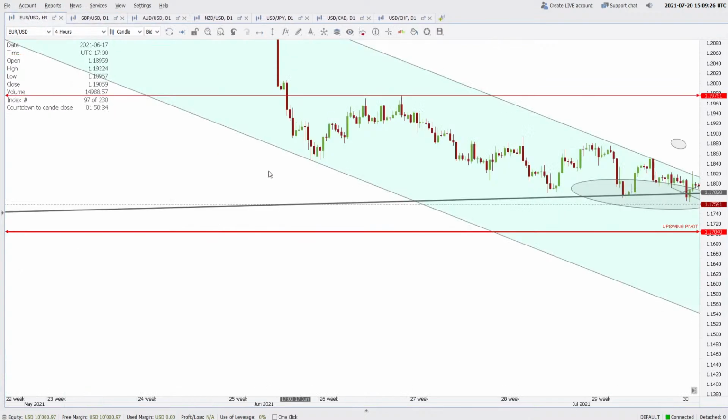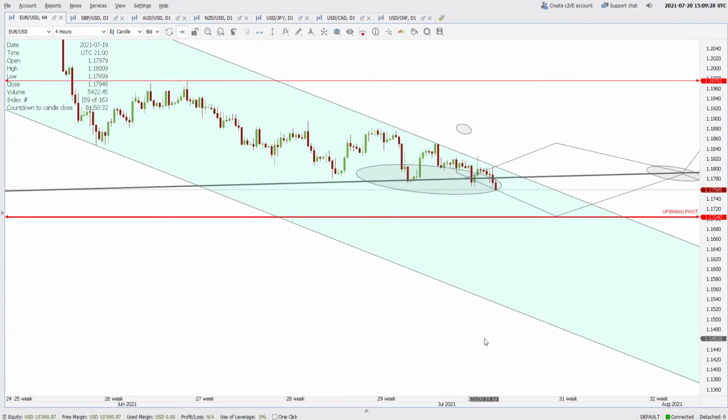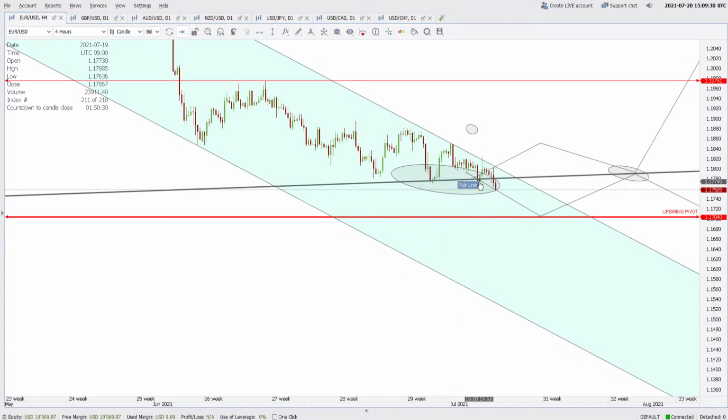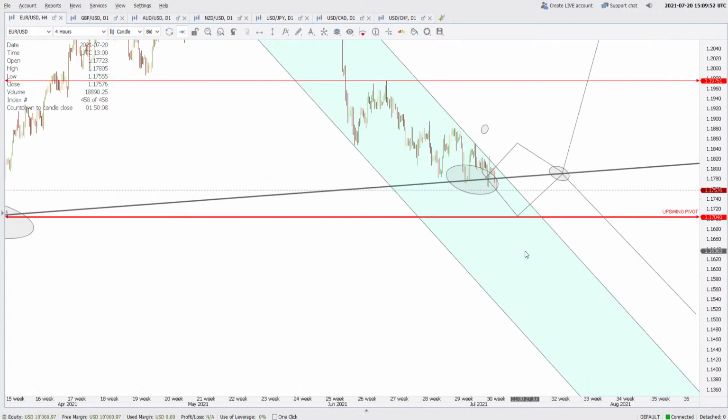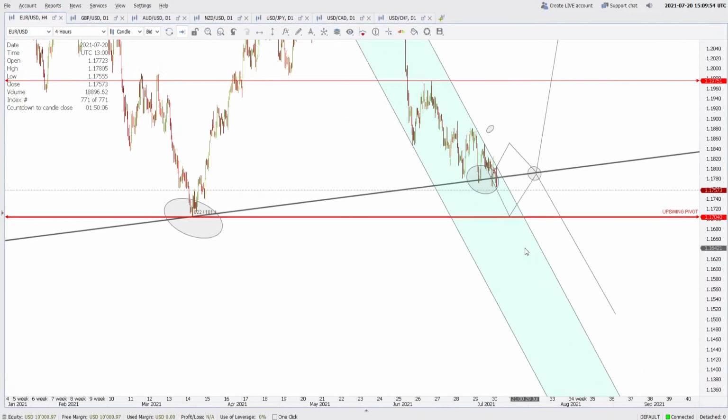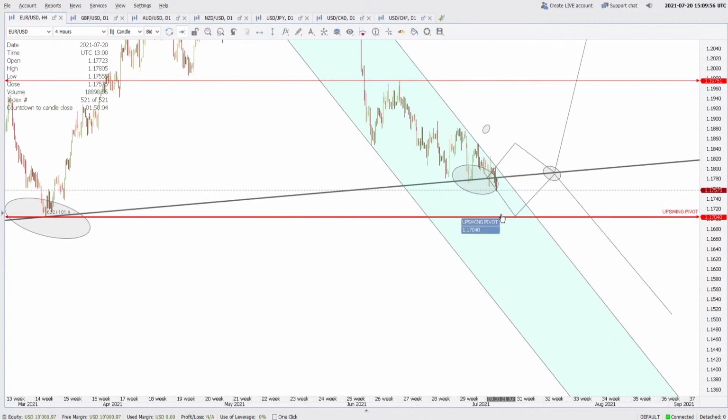Let us break this down to the 4-hour also, to see what is happening there. You see the price tried to take some support at this, but the sellers immediately pushed the buyers down, and as soon as the buyers tried a second time here, they were pushed down again. So the sellers are very aggressive in this pair, and expect 1.1704 very soon, maybe today or tomorrow. And if that is broken, then we have many things to discuss.